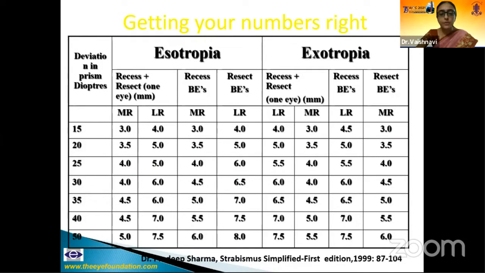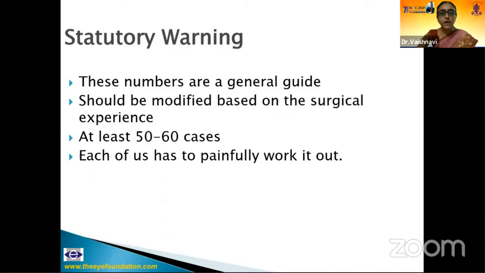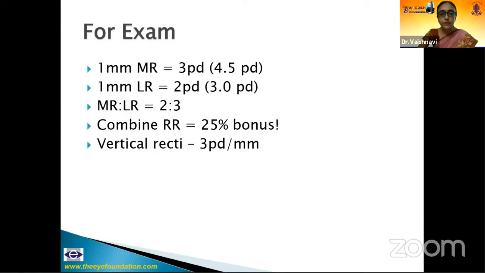This is from Dr. Pradeep Sharma's book, For Getting Your Numbers Right. These numbers are just a general guideline, so they should be modified based on the surgical experience. At least do 50 to 60 cases initially, and each of us has to painfully work it out. This is also for exam-going purposes.